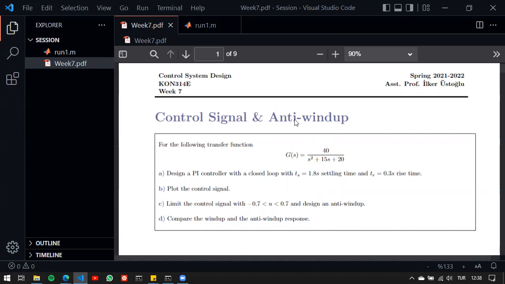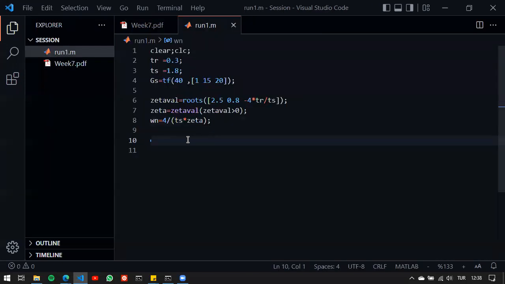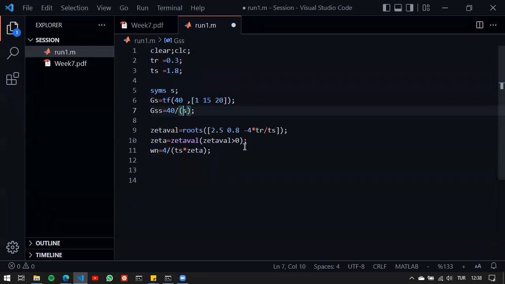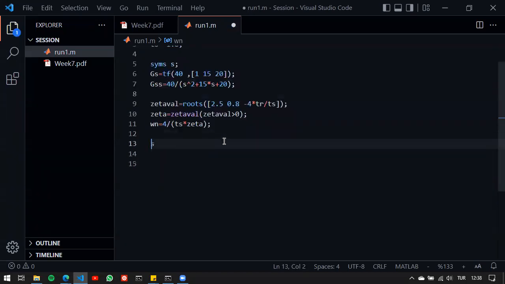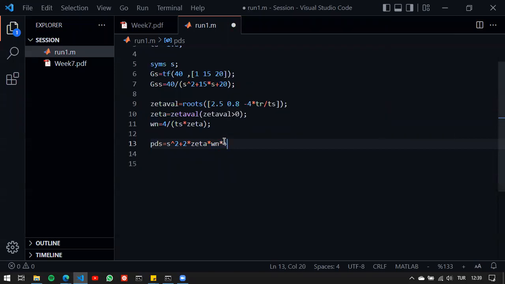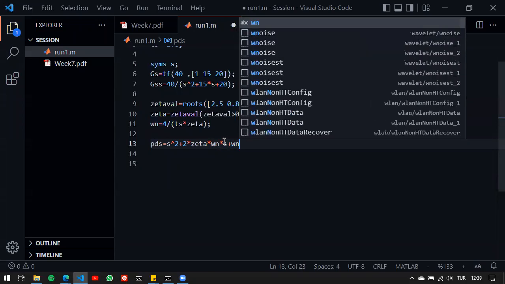We have a second order open loop. Using a PI controller, we'll have a third order one. So let's define sims s here. And this would be 4t divided by s squared plus 15 times s plus 20. There we go. Now let's define PDS, which is s squared plus 2 times zeta times omega n times s plus omega n squared.